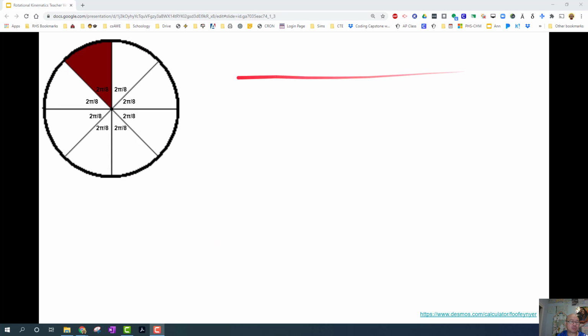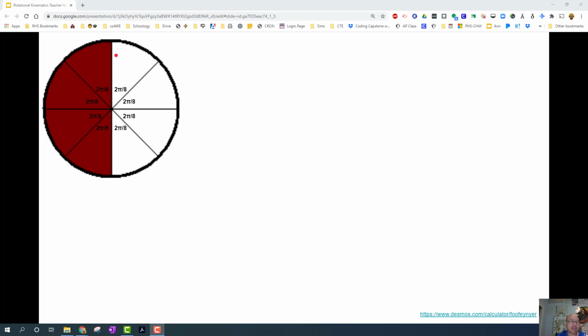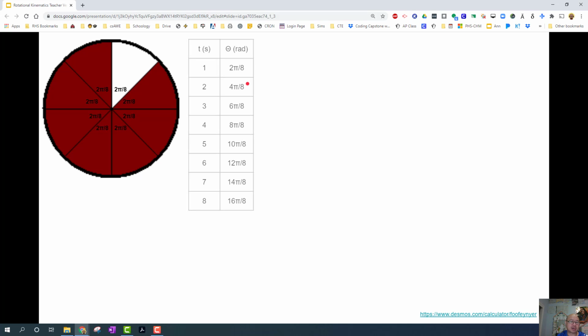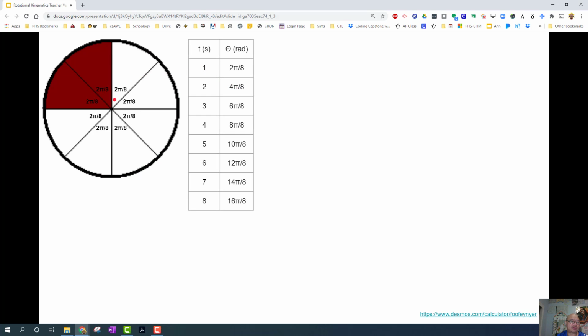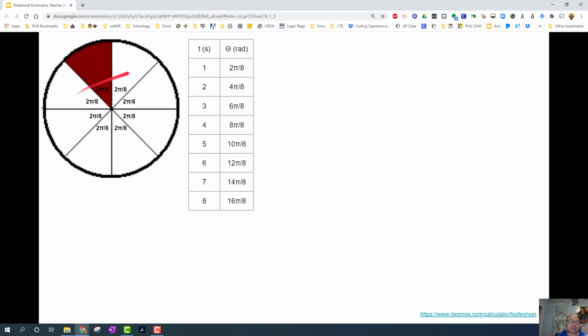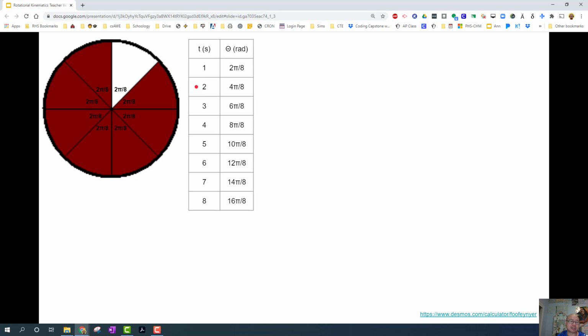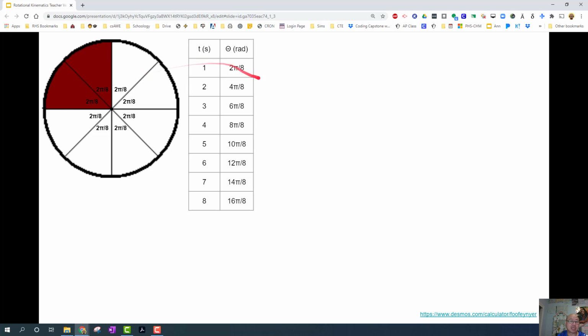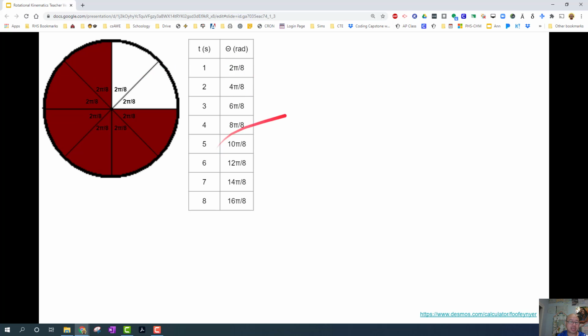In this example, we're going to look at how angular velocity is measured. Angular velocity is measured by taking the angle and measuring it over time. We call that angle the angle that's subtended. Every second, pi over 4 or 2 pi over 8 radians are subtended. So in the first second, 2 pi over 8, and after 2 seconds, you'll notice it's 4 pi over 8, and so on.